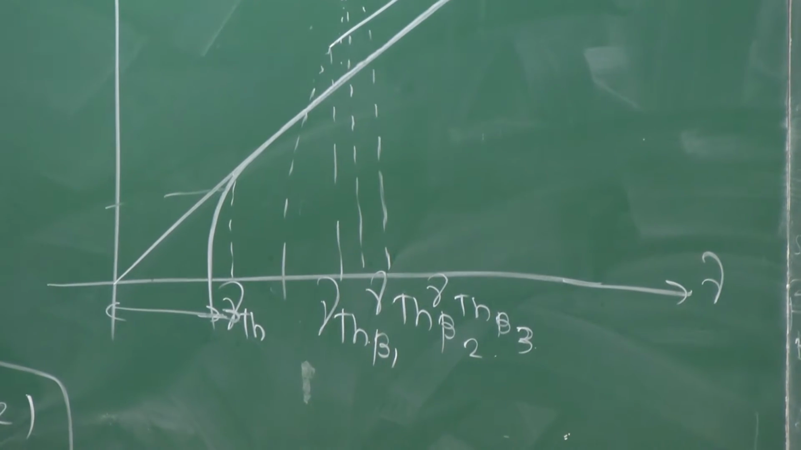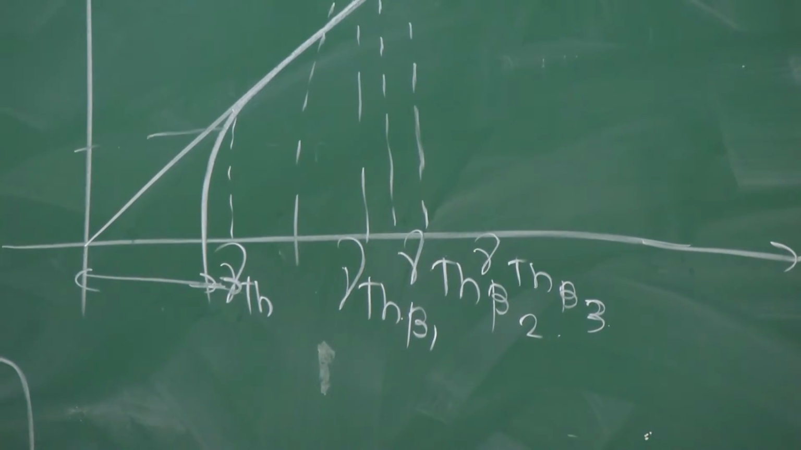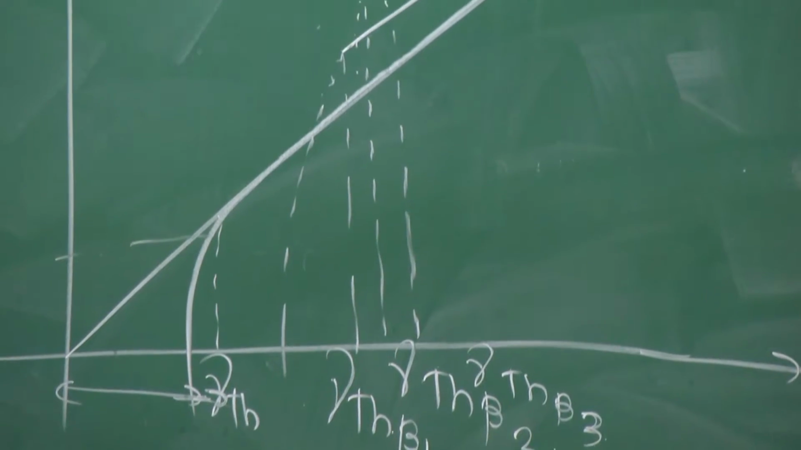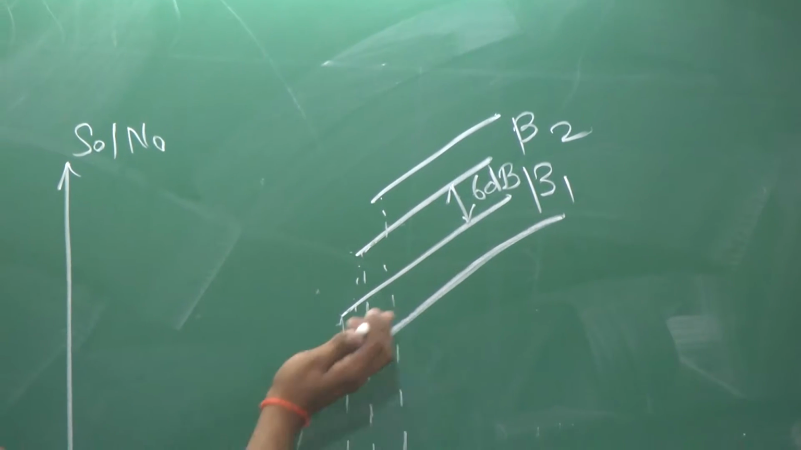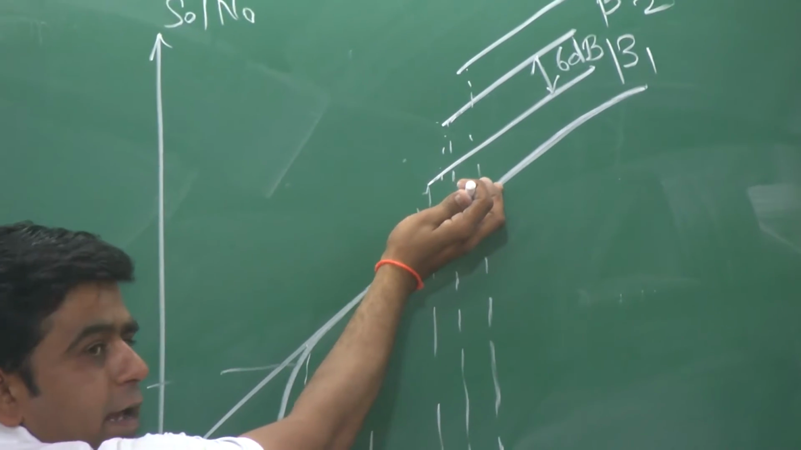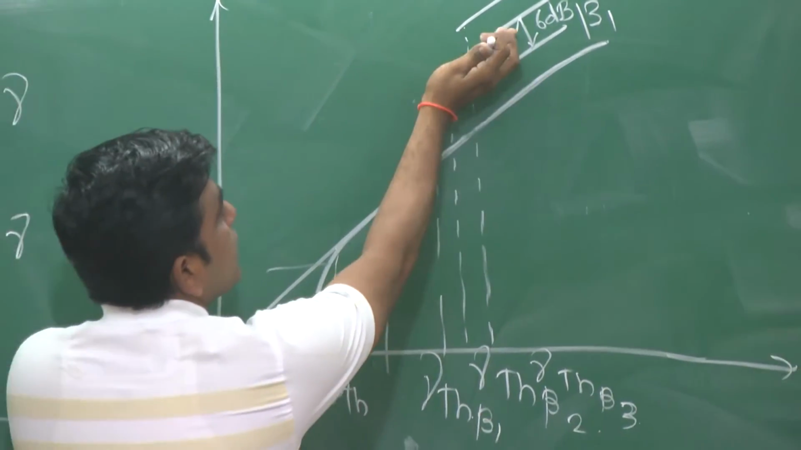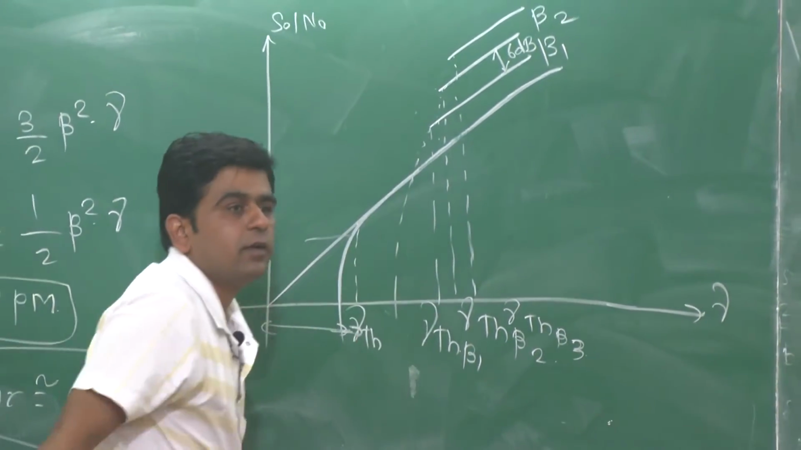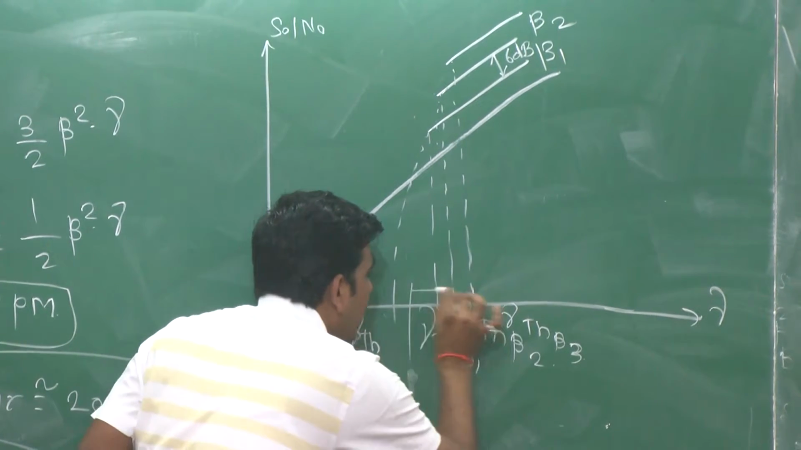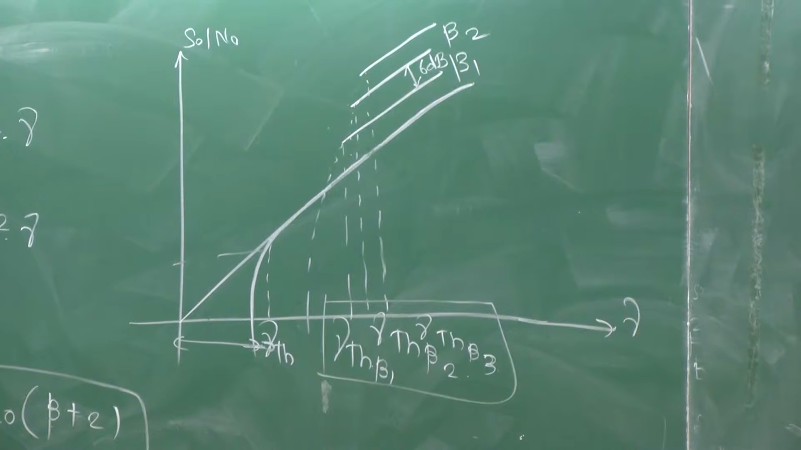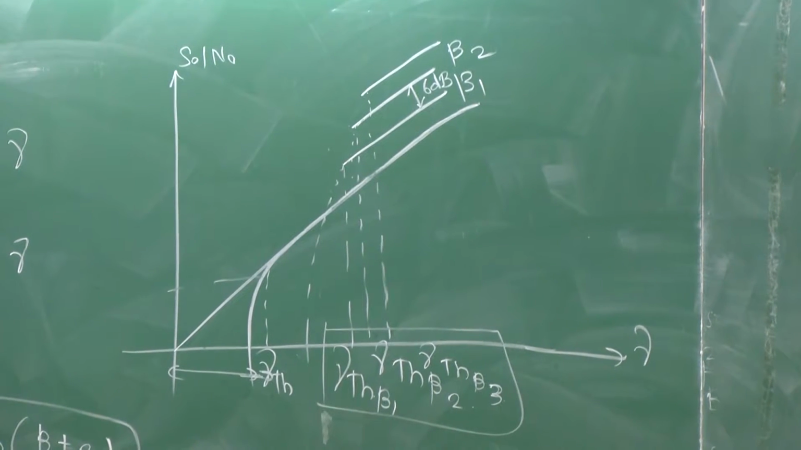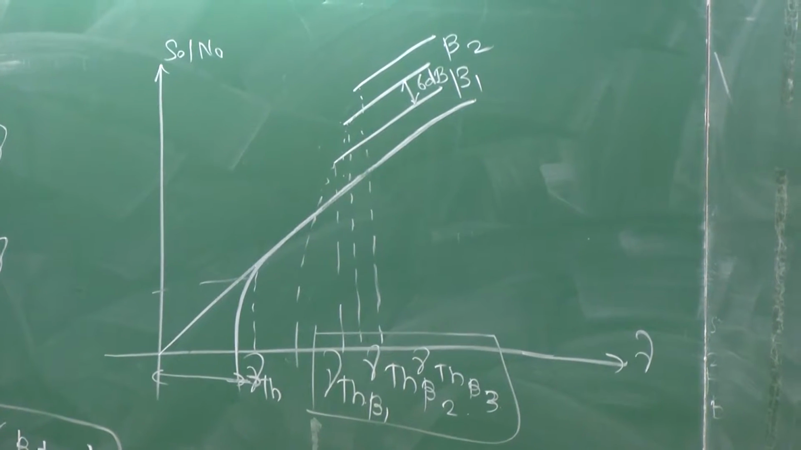The benefit is that as we increase the bandwidth, output signal to noise ratio increases. When we compare this angle modulated system, we get a better performance than the AM system. But the gamma threshold gets shifted, shifted, shifted. Then the problem lies here: as we increase the bandwidth, this gamma threshold point is shifted.